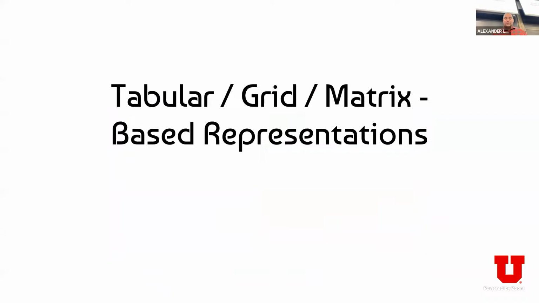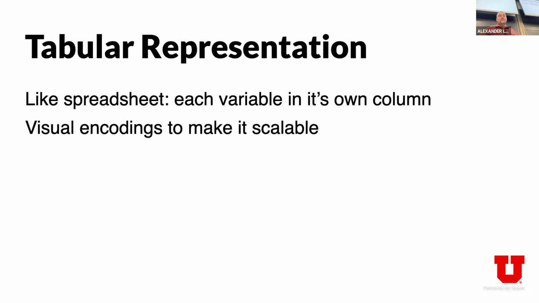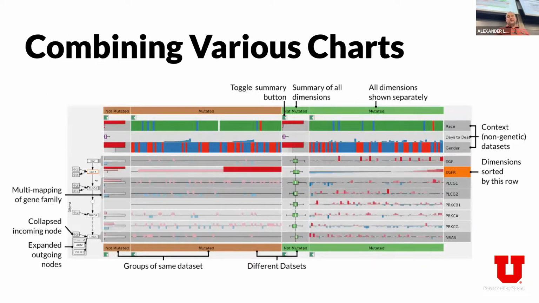They're not so important. Let's talk a little bit about tabular, grid, or matrix-based representations. Correlation between multiple dimensions is nice to show with these axis-based techniques, but tabular, grid, or matrix-based representations also have their advantages. In a tabular representation, you can think of it as a spreadsheet. Each variable is its own column, and each item is its own row, and then you use visual encodings to make it scalable. You can use different things to do that.